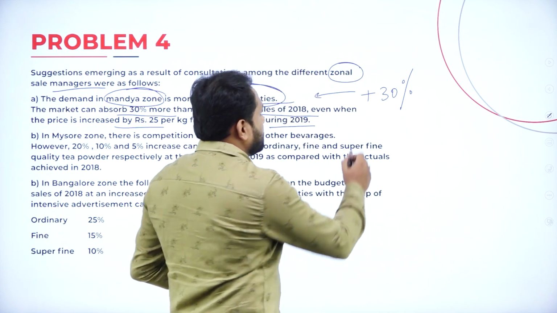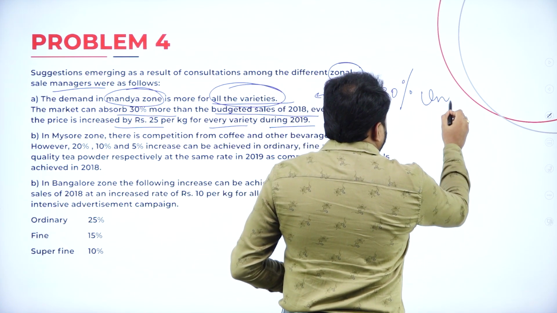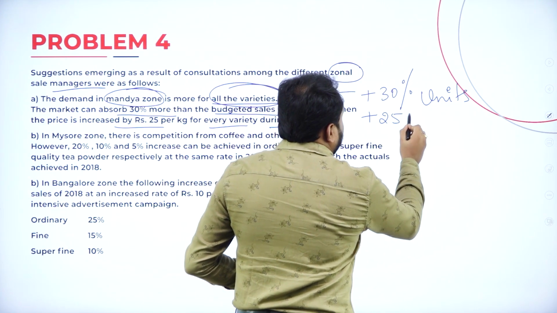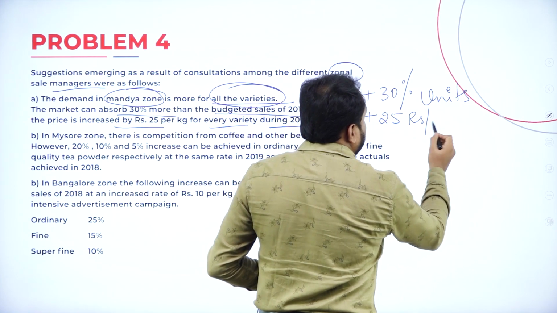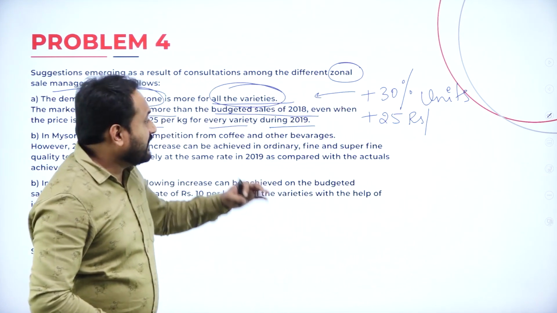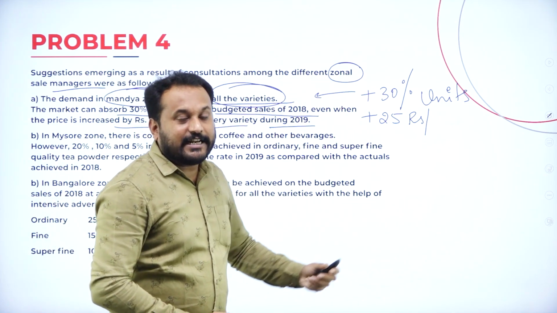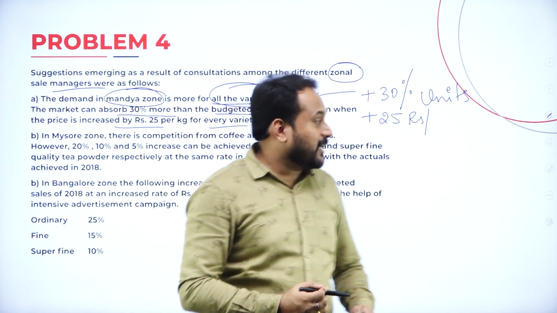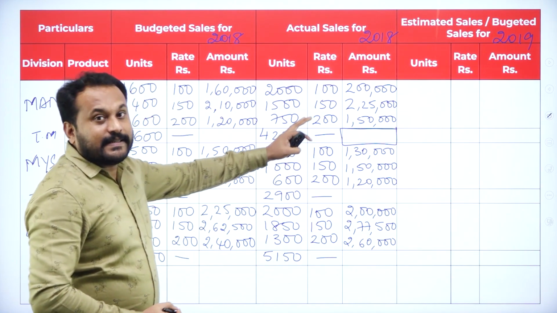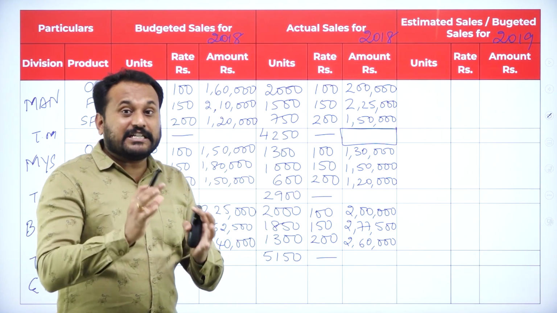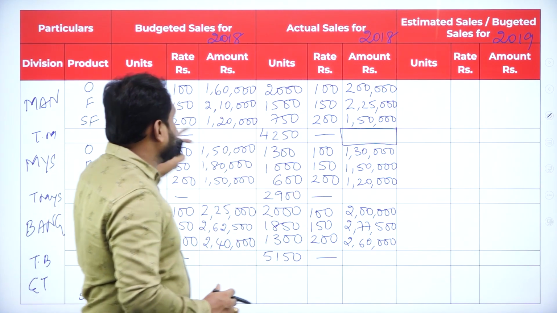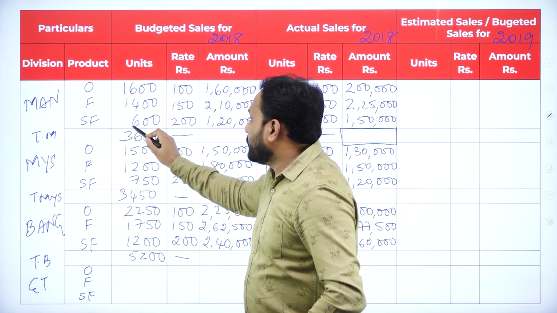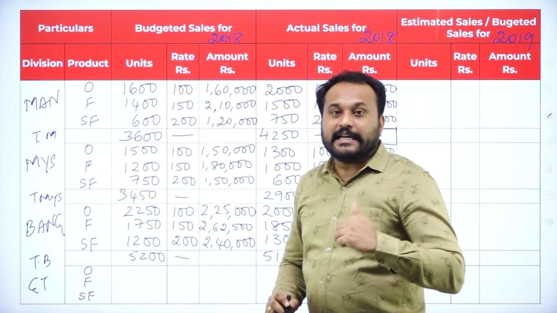Now understand, this is 30% for units and there is an increase of 25 rupees per unit of each and every variety of ordinary, fine and super fine in Mandia. Let's go with the Mandia now here. Now we have Mandia. They said that we are supposed to increase by budgeted sales. Now what is the budgeted sales here? The budgeted sales is 1,600, 1,400, 600. So increase it by 30%.